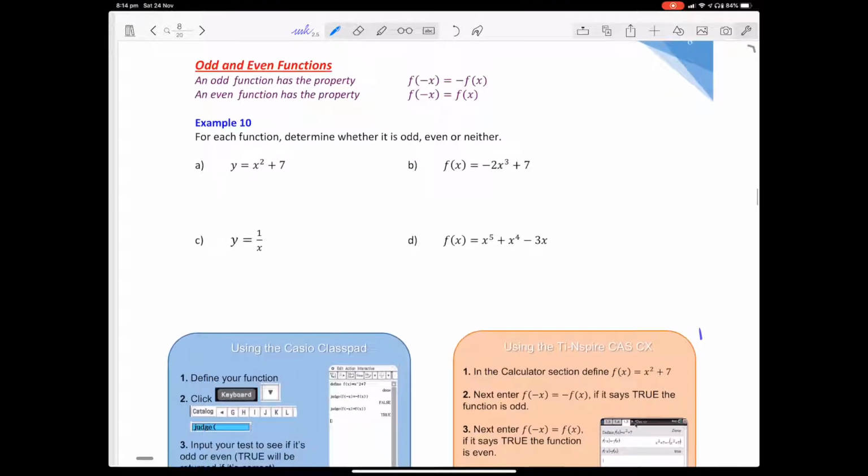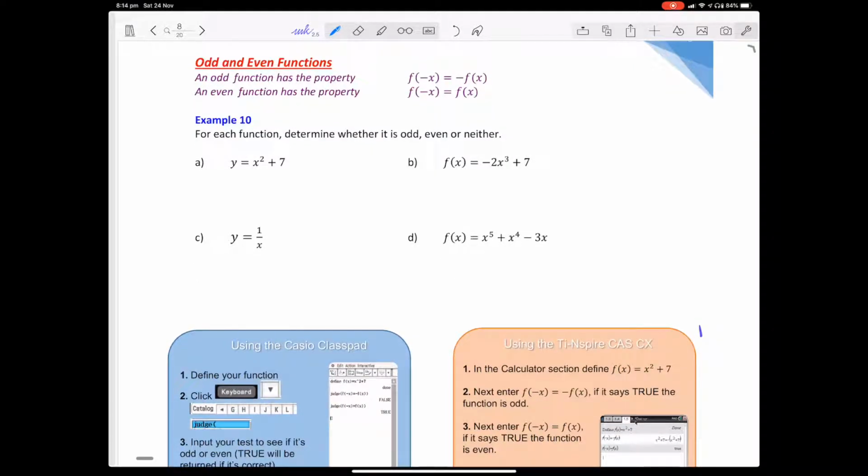Okay, odd and even functions. So an odd function has the property that when I sub negative x into it, it's the same as that. So here, when I sub negative x into it, it's the same as reflecting it in the x-axis. So reflecting it in the y-axis is the same as reflecting it in the x-axis.